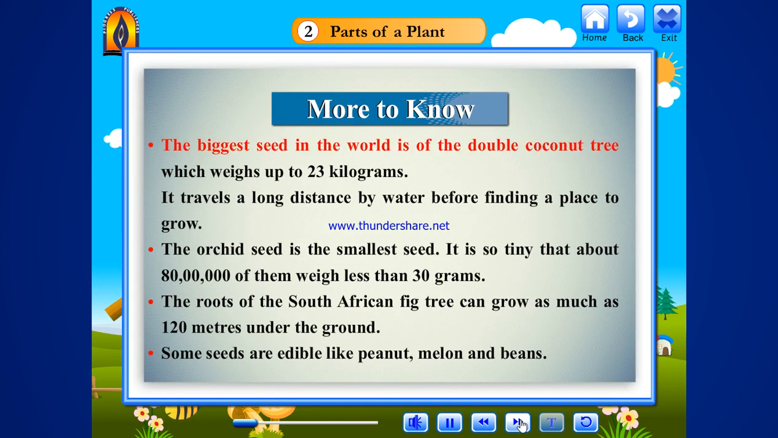More to know. The biggest seed in the world is of the double coconut tree, which weighs up to 23 kilograms. It travels a long distance by water before finding a place to grow. The orchid seed is the smallest seed. It is so tiny that about 80 lakh of them weigh less than 30 grams. The roots of the South African fig tree can grow as much as 120 meters under the ground. Some seeds are edible, like peanut, melon, and beans.